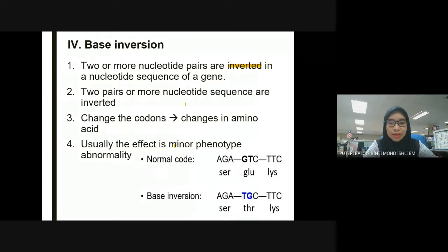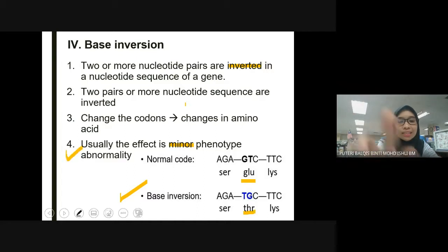Okay, usually the effect is minor. So kita tengok sini, normal code is AGA, GTC, TTC. Serine, glutamic acid, lysine. But after mutation, base inversion, so dia inverse. Dia T ni pergi belakang, G ni pergi depan. So dia akan jadi TGC. So serine, threonine, lysine. So kat sini je lah yang berubah. Tempat yang base inversion tu berlaku tu je lah yang akan berubah. Okay, sebab itulah dia minor. Effect adalah minor sebab dia melibatkan satu amino acid sahaja.